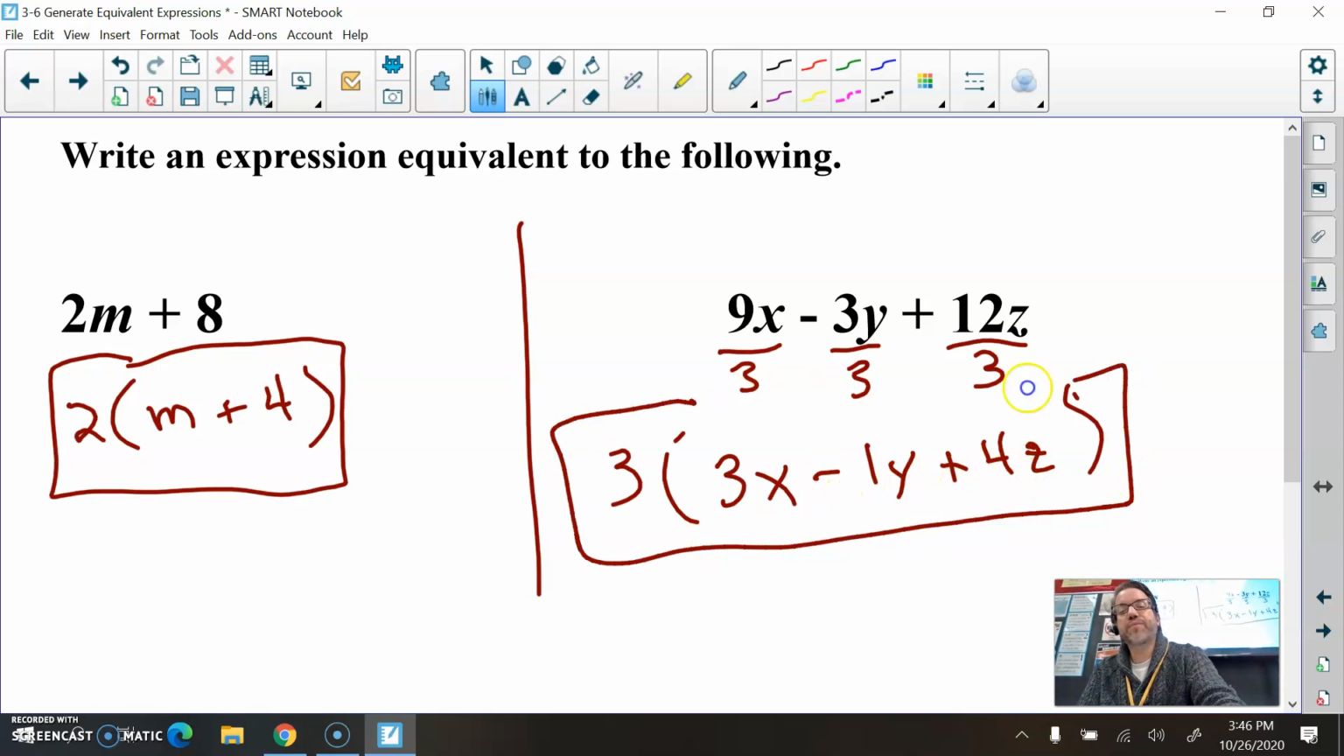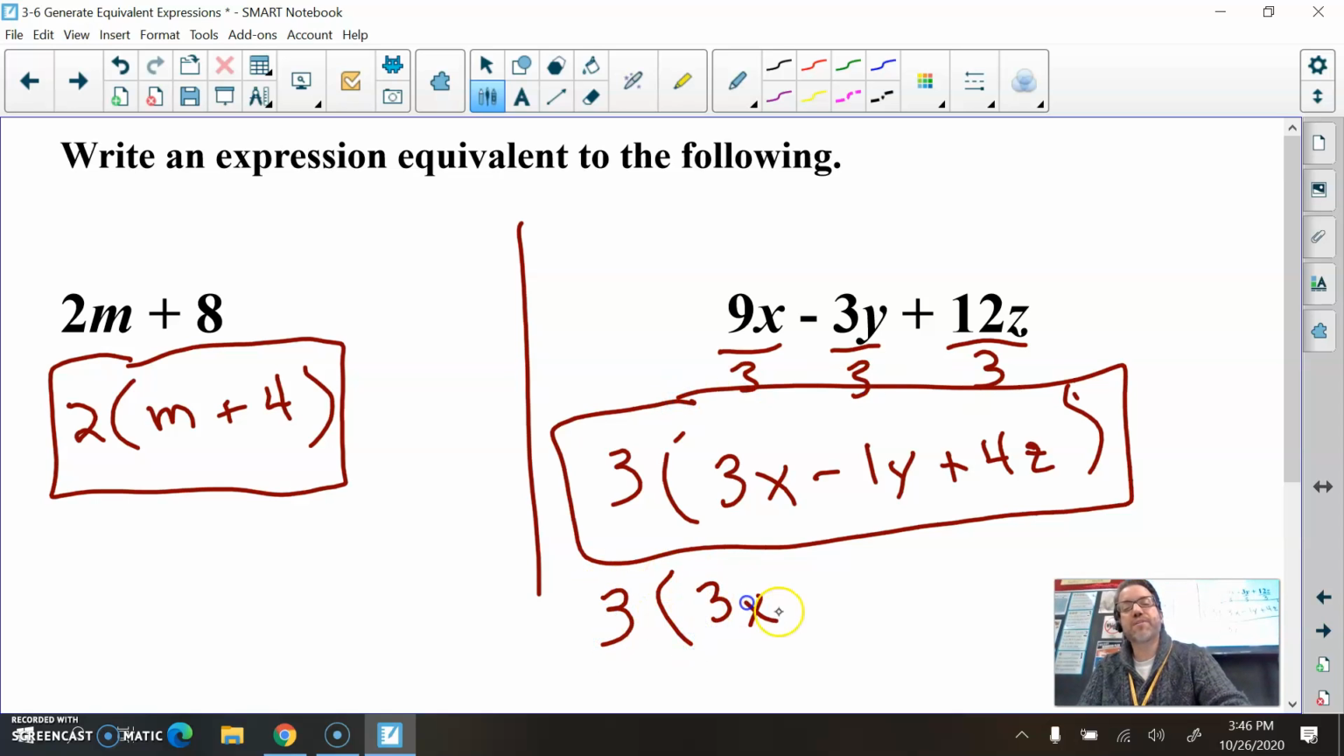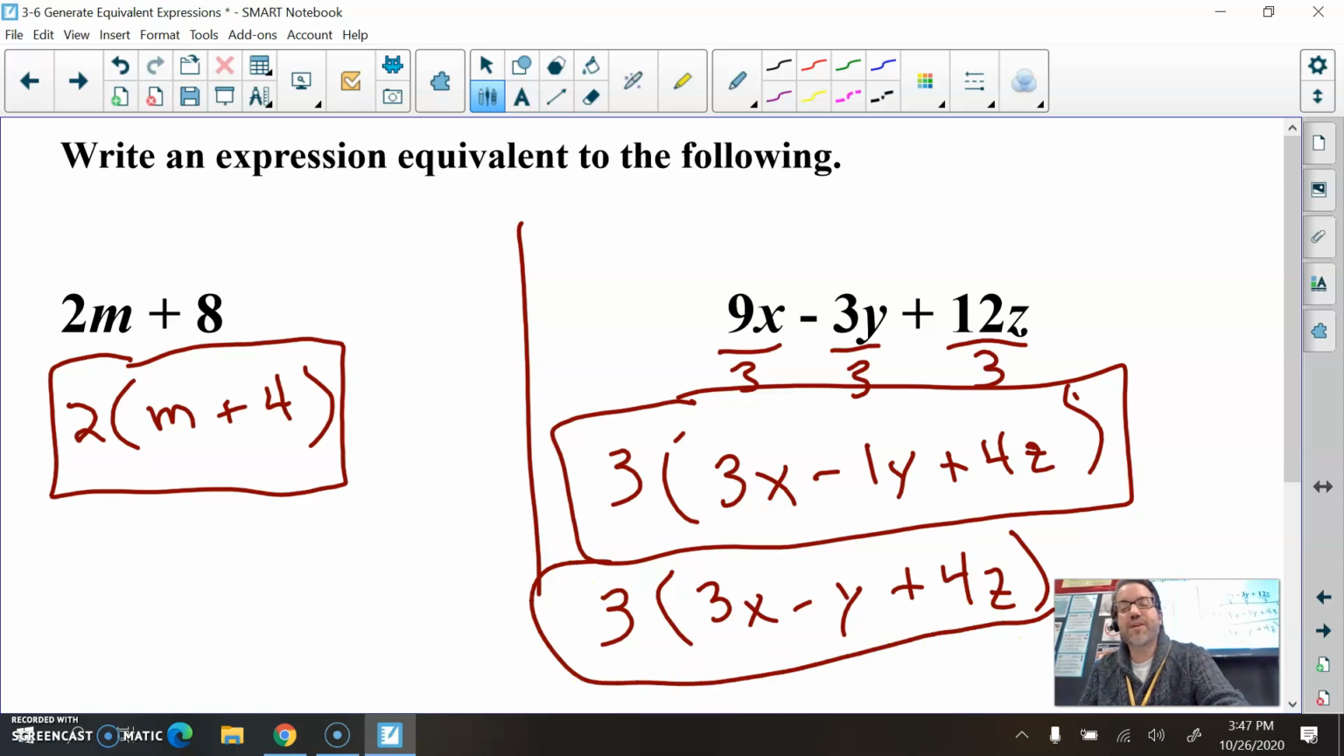There we go. By the way, I could also write 3 times the quantity 3x minus y plus 4z. Instead of 1y, you can just put y, because I can see right there, how many y's do I have there? 1. So you can write it either of those ways, and that's fine with me. Okay, if you like showing the 1 there, show the 1 there.